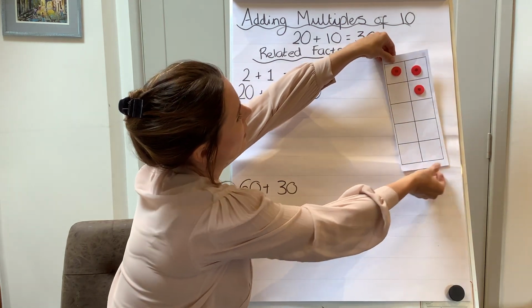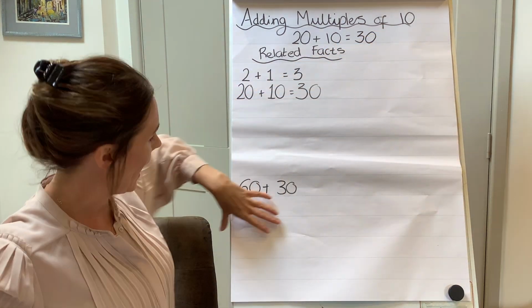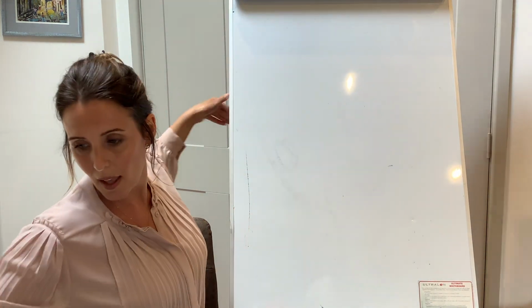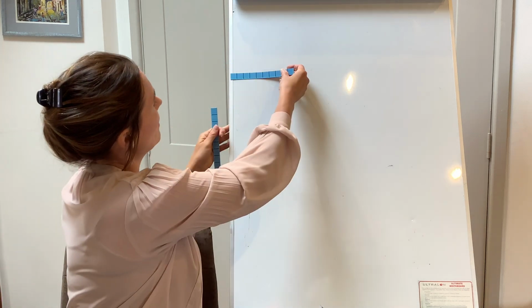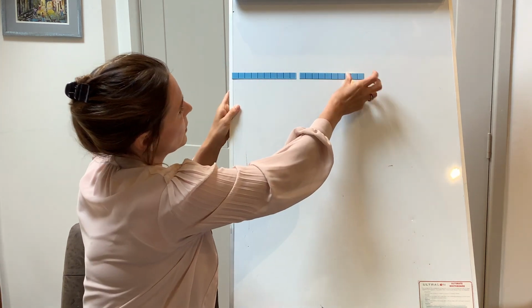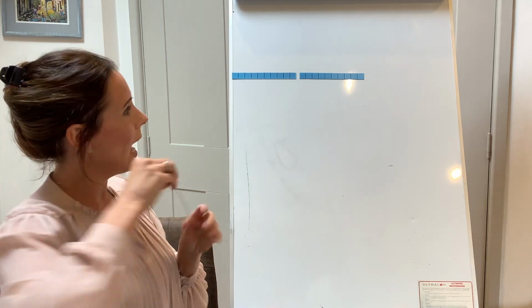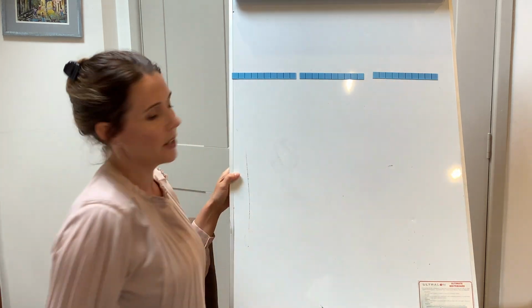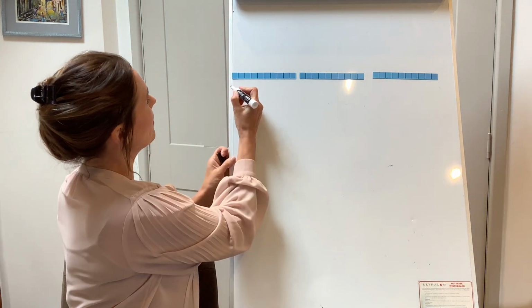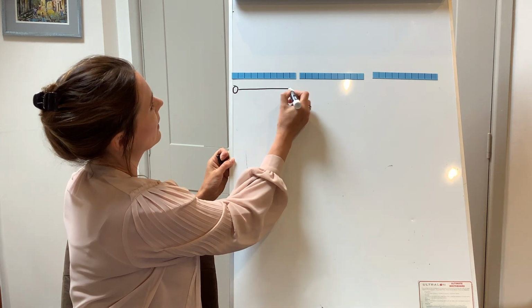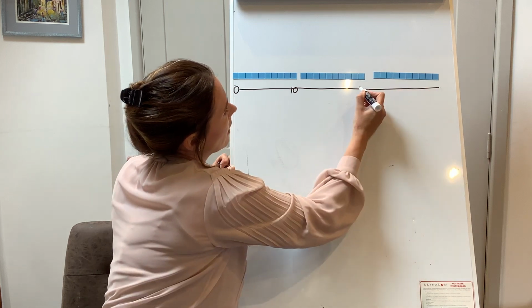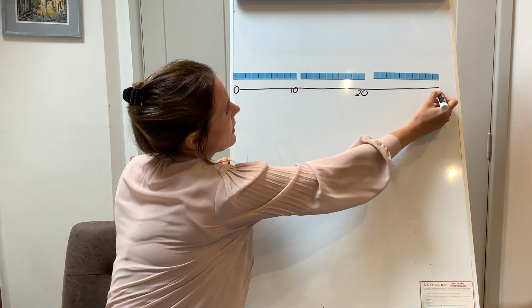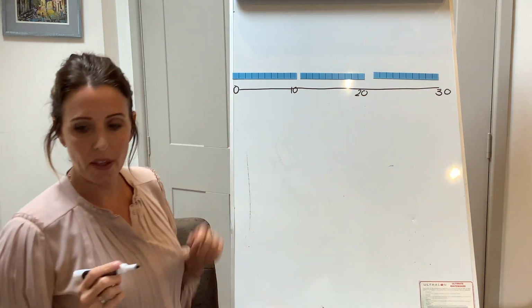So what we can do is, we can see we've got 10 and 20, add another 10 is 30. And if we see this as a number line, we've got 10 goes to 20, add another 10, and we've got 30.